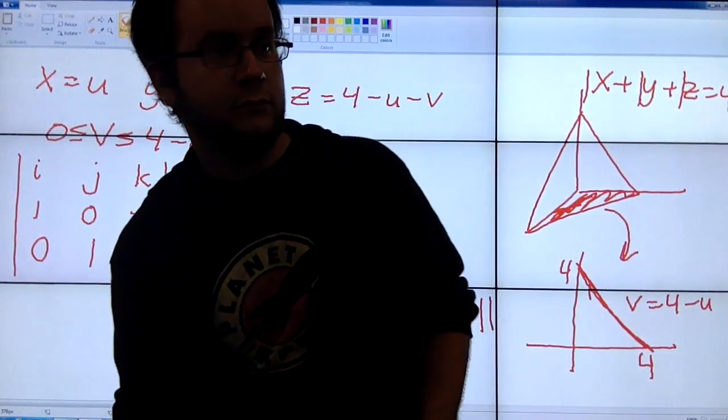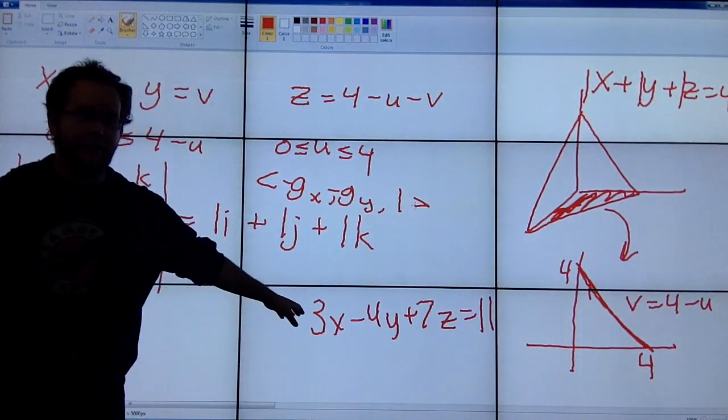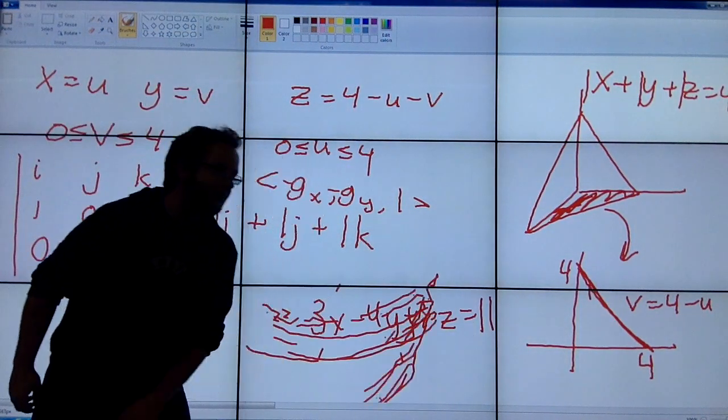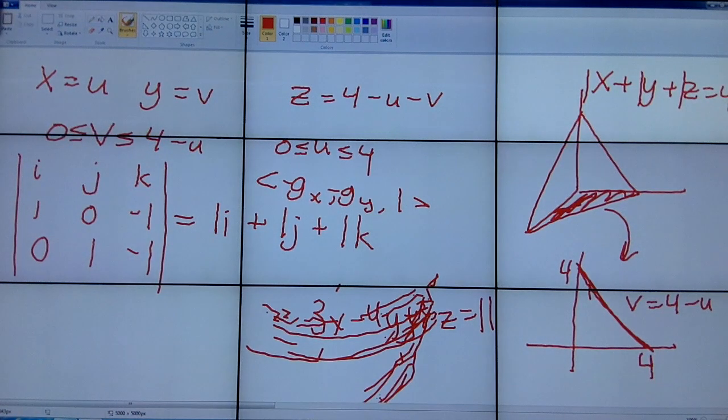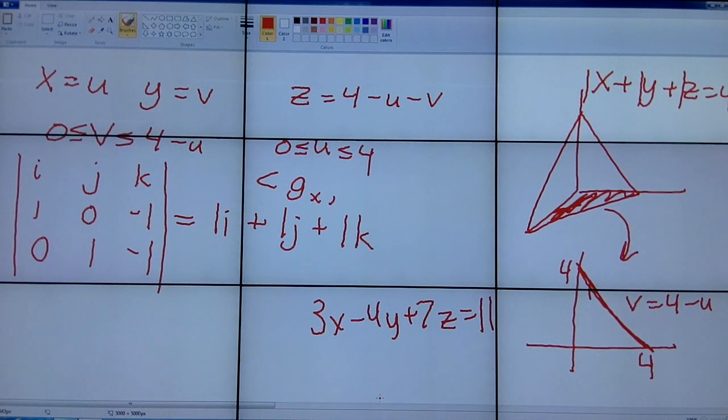Wait, where did you get the 3x minus 4? I just made that up. That's imaginary. What happens when I do that? Okay. That has nothing to do with that problem. Oh, we're not done. What am I doing? Okay. So I do need to clear the board though.